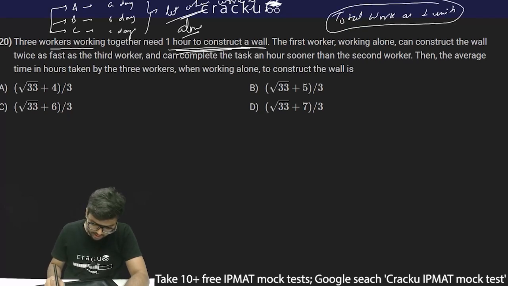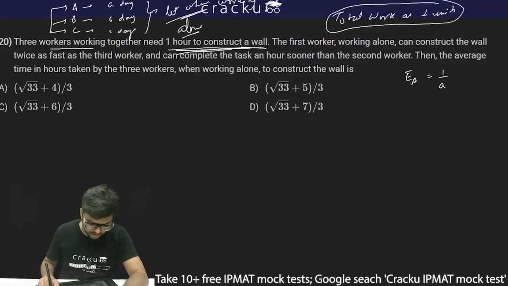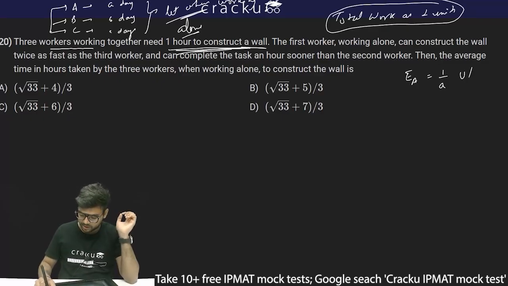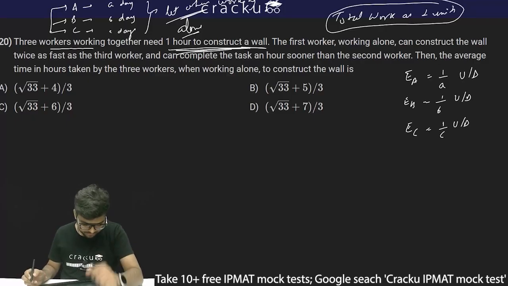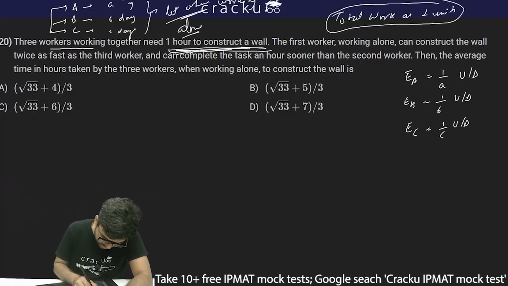Now A is taking small a days, so efficiency of A will be 1 upon a. A is taking small a days, and the total work to be done is 1 unit. So A's efficiency will be 1 upon a units per day. Efficiency of B will be 1 upon b units per day, and efficiency of C is 1 upon c units per day. Now they need 1 hour to construct a wall. Let's say this is not days, this is hours: a hours, b hours and c hours.